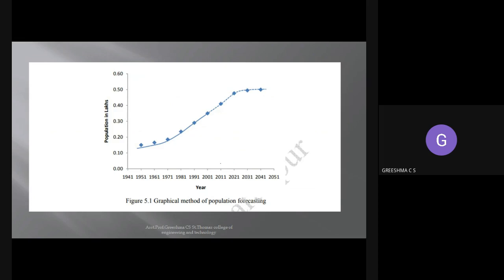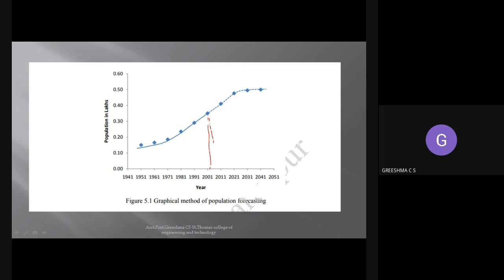So initially you will be calculating population for 1940, 1960, 71, 81, 91 and 2001. Till 2001 you have calculated the populations, and correspondingly you have plotted them on a graph. Now you need to find out the population for the years 2021, 31, 41 and 51, that is for the next 40 years.